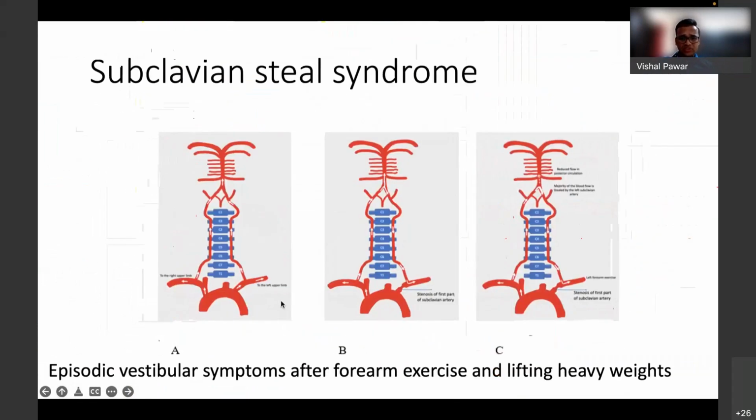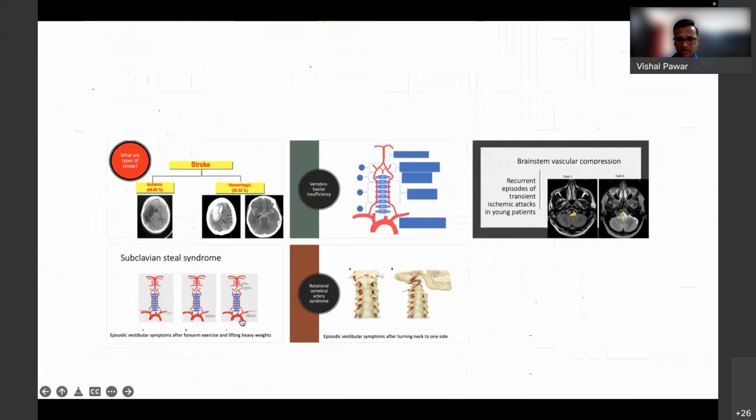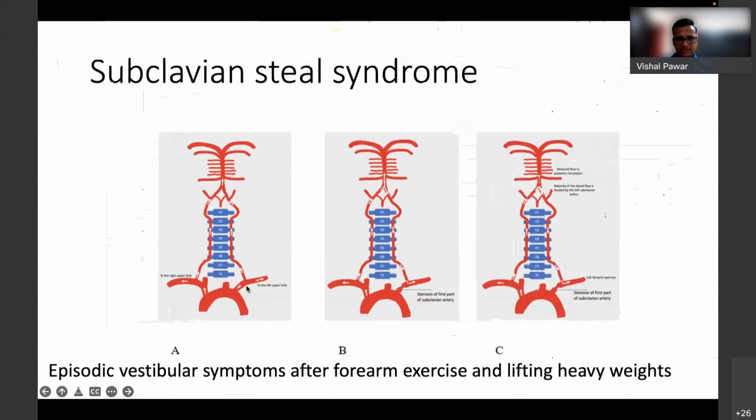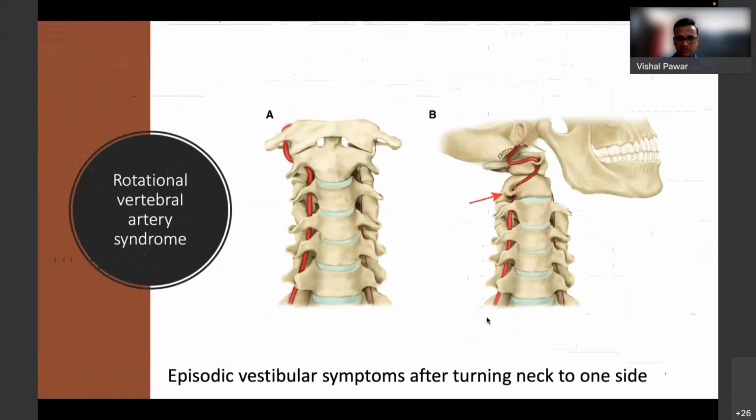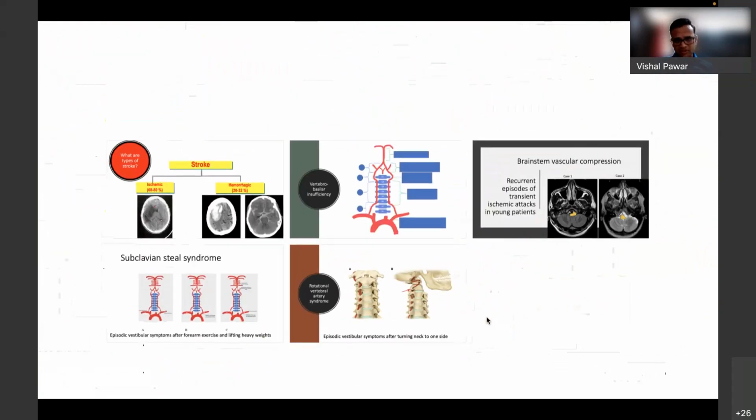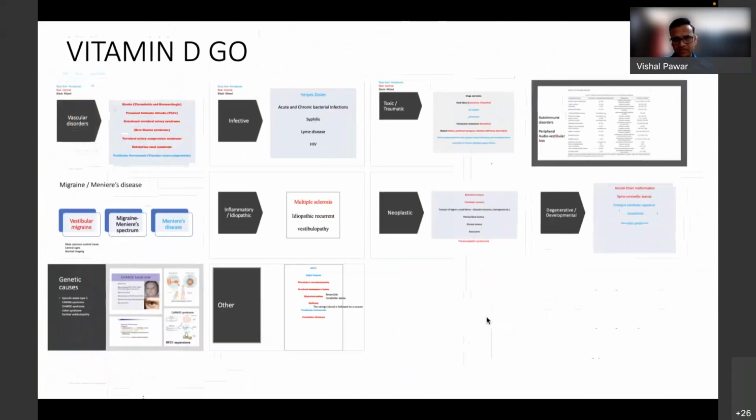And just in short about subclavian steal: what happens in subclavian steal is there is occlusion of the first part of the subclavian artery, therefore there is a change in the circulation, and whenever the patient performs forearm exercise, the patient can get a transient ischemic attack. And this is rotational vertebral artery syndrome. So I will just quickly go through the spectrum because we have completed around 50 minutes. There are a lot of things in this, so I'm going slow because it's very important to cover everything rather than rushing into things.